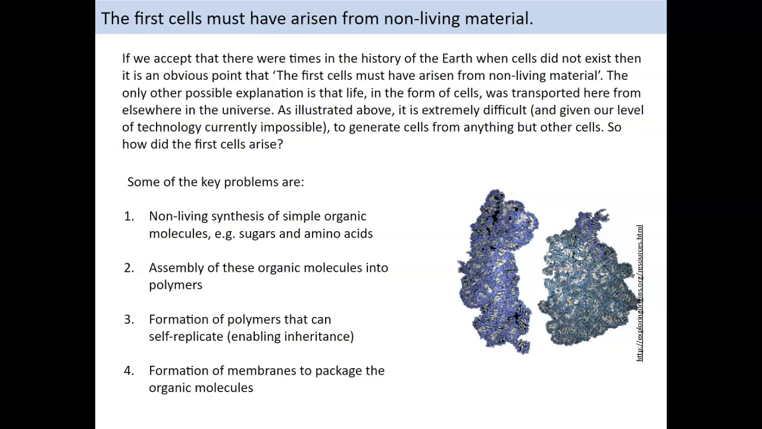Every time DNA replicates, it gets copied first, right? And then gets passed on to the next generation. Well, how do we get these polymers to make more of themselves? And then number 4, how do we get the membrane, the phospholipid bilayer, to package around all of those substances to allow for this process to continue to occur?